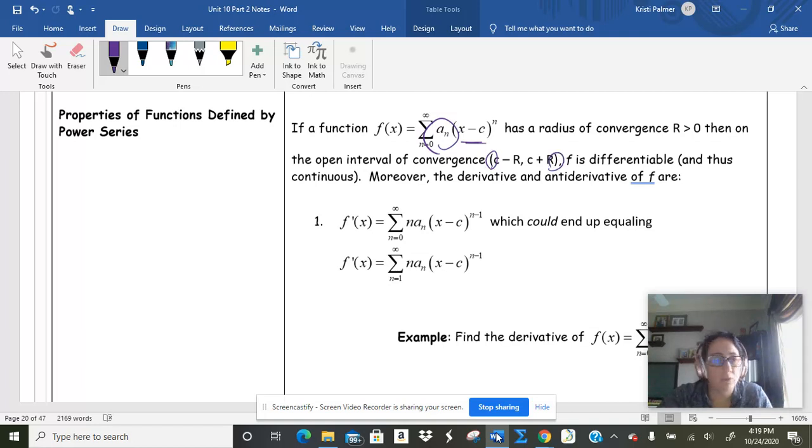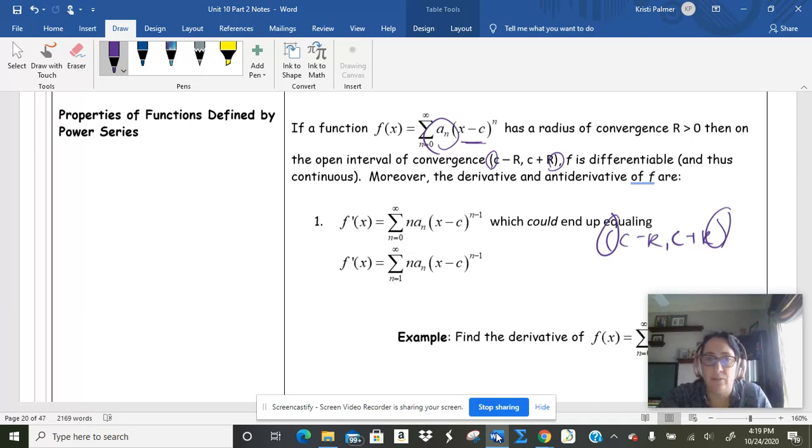But what's super, super cool is that if I take the derivative of what I had, I'm still going to have the same radius of convergence. It's just the endpoints could be different. Same thing if I took the antiderivative, it's still the same radius of convergence. It's just the endpoints could behave differently because those are the ones that are crazy.